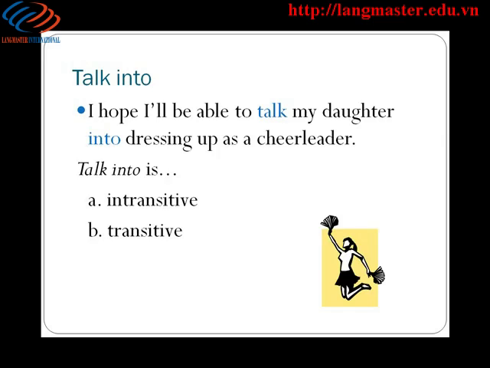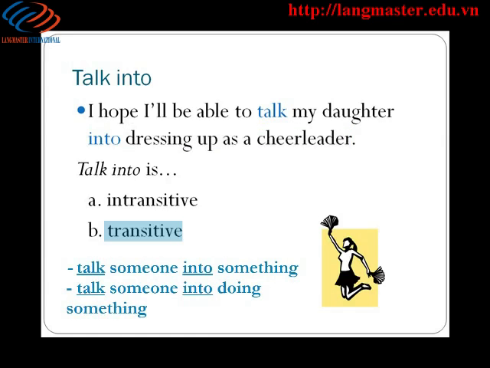Look again at the statement. Is talk into intransitive or transitive? It's transitive. There are two objects. The first object is a direct object. It follows the verb. The other object is an indirect object. It must follow the second particle. We can talk someone into something. We can talk someone into doing something.